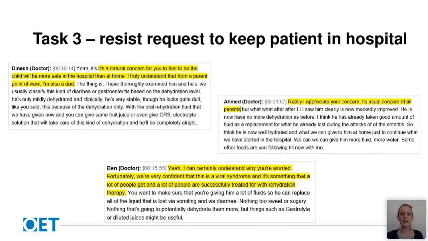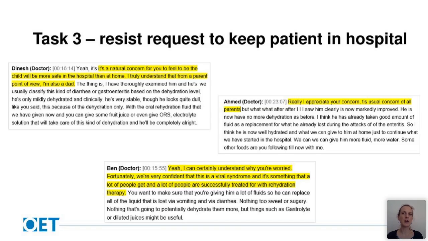Task 3 required the candidate to say no to the parent's request that their son stay in hospital. So the strength here was that all candidates did this tactfully and with empathy. So obviously saying no to a patient or a parent isn't the easiest thing to do. And if you want to have a successful conversation, you need to do it with respect and with tact. So some good examples that you can see here.